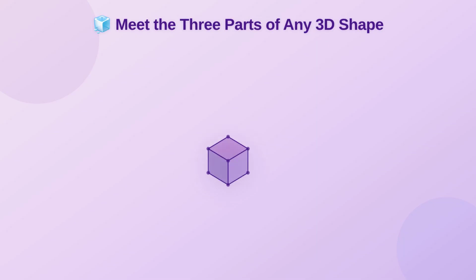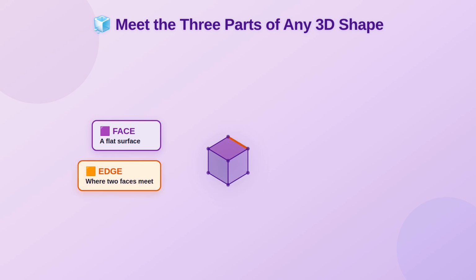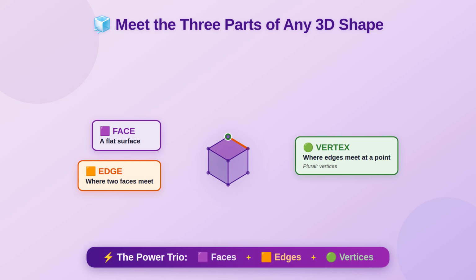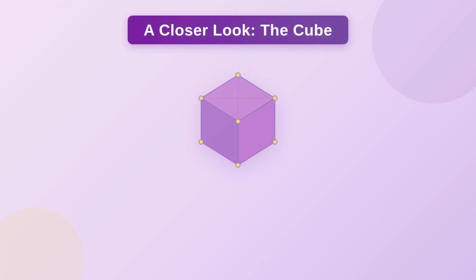Okay, so here's what Maya's teacher wants her to identify on every 3D shape. 3 things: faces, edges, and vertices. A face is a flat surface, like one side of a cereal box. An edge is where 2 faces meet, like the corner line of that box. And a vertex, that's where edges come together at a point. Think of the tip of a pyramid. The plural of vertex is vertices. So faces, edges, vertices. Say it with me. That's the power trio of 3D shapes.